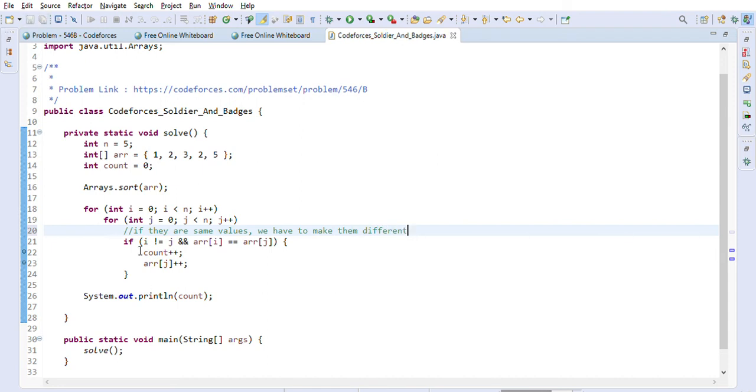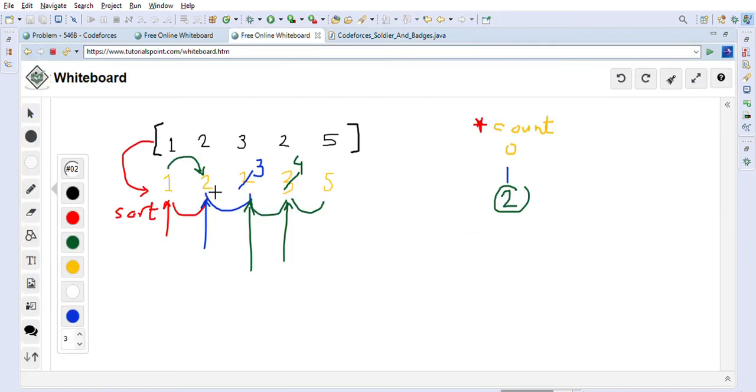So that's what the task is. In this case we will increment our count because we are using one coin, and we will increment the j value, right? Array of j is this value in this case. So sorry, this is the example we should talk about, because we are considering same values, right?